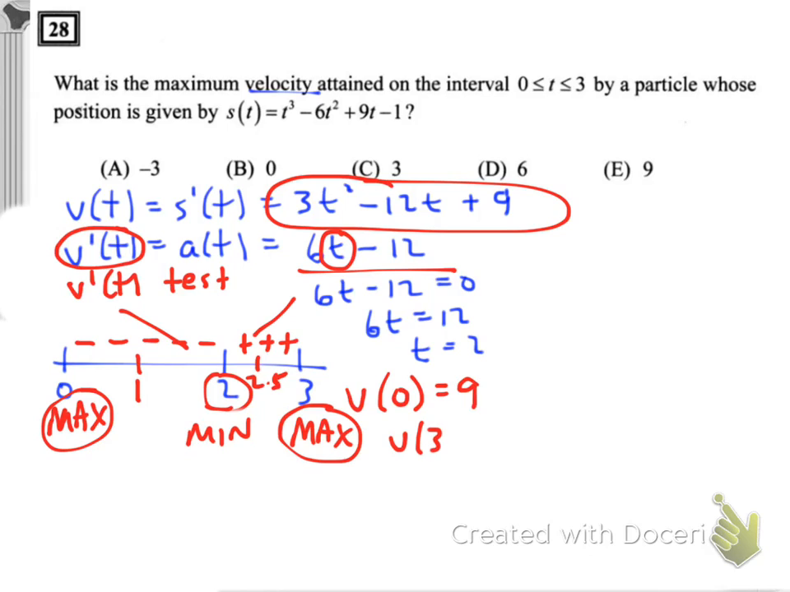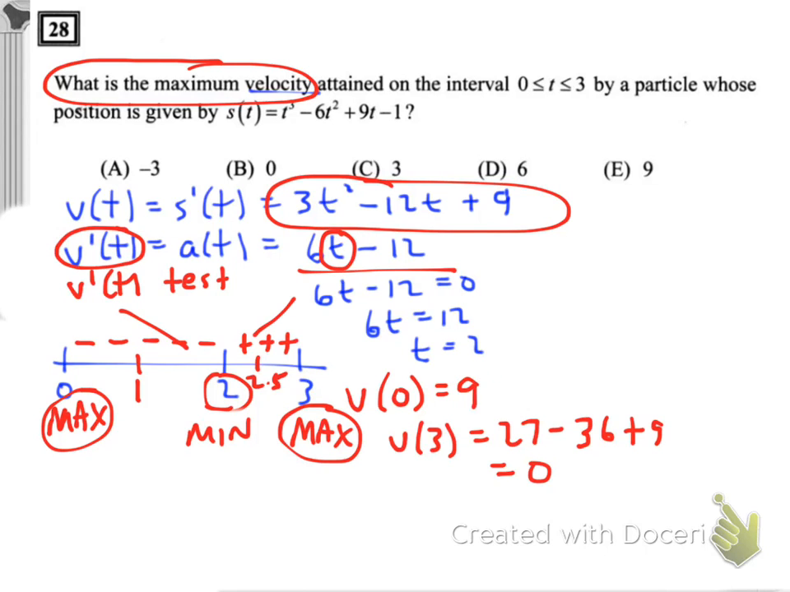And then we have the velocity at 3. Well, the velocity at 3 is 3 cubed, which is 27, minus 12 times 3, which is 36, plus 9. Well, 27 and 9 is 36. 36 minus 36 is 0. So v of 0 is 9. And what is the maximum velocity? Well, the maximum velocity then would be 9. E.